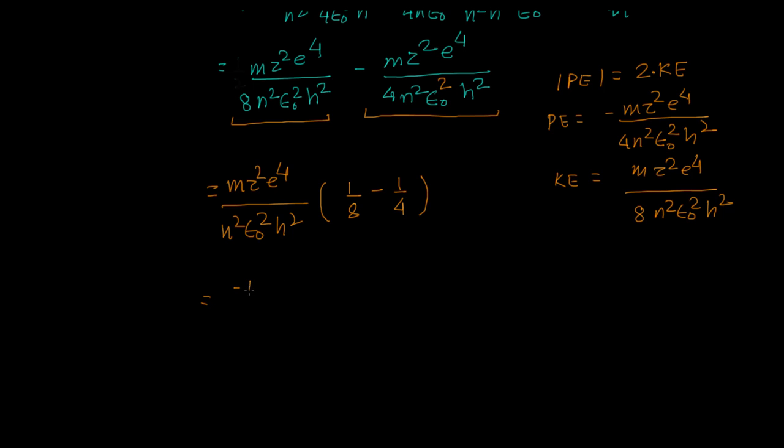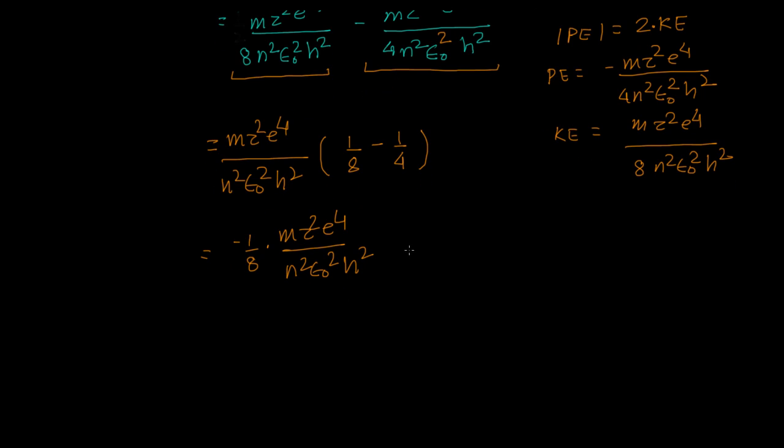So I get this as minus 1 upon 8 into m Z square e to the power 4 upon n square epsilon naught square h square. Okay? And that's your En. Now there's another interesting thing to see, that En is nothing but half of your PE and with a negative value, right?